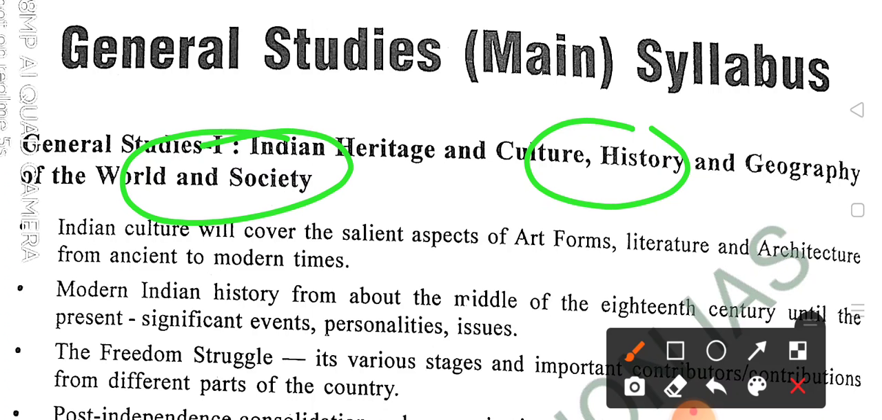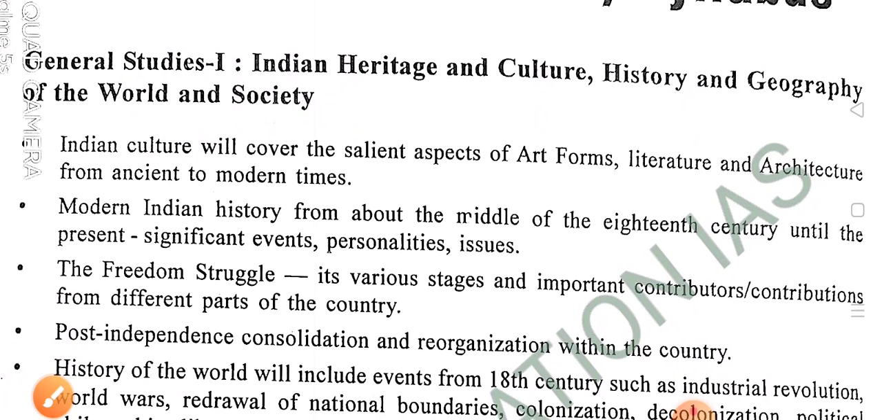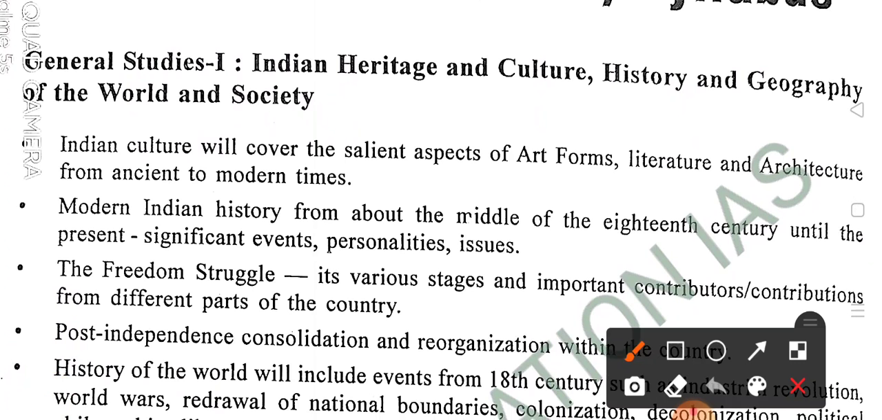So let's start. Guys, don't get confused, these topics are all official. First is Indian culture, which will cover the salient aspects of art forms, literature and architecture from the ancient to modern times. That means in Indian art and culture, you have to cover all literature and architecture from ancient to modern.